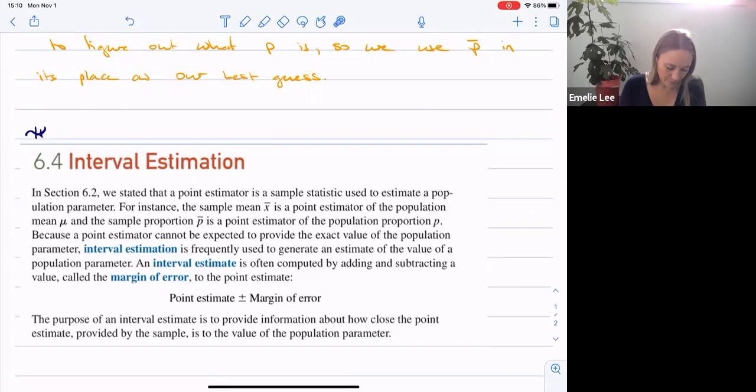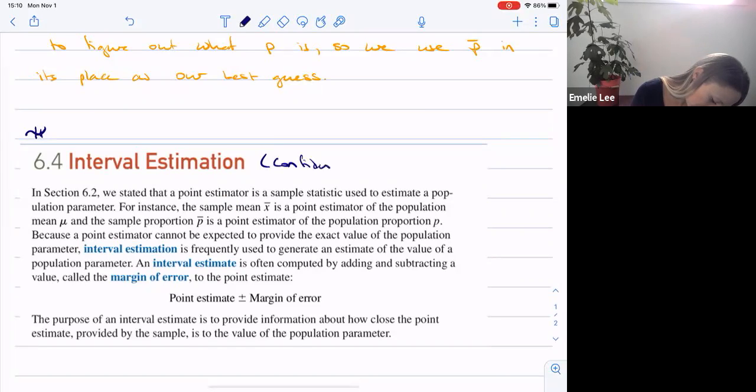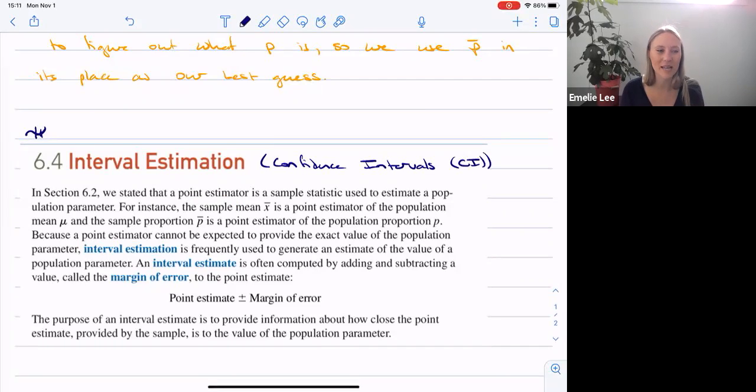So we're going to use our point estimator, and this is what's nice about confidence intervals. So interval estimation, we can call it confidence intervals if we want. Usually I just abbreviate CI, right? So for any confidence interval, what we need is a point estimate. So we need to know our best guess at what the parameter is, right? And that's our sample statistic. So our point estimate. And then we need to build some buffers around that, right? And we call that buffer the margin of error.